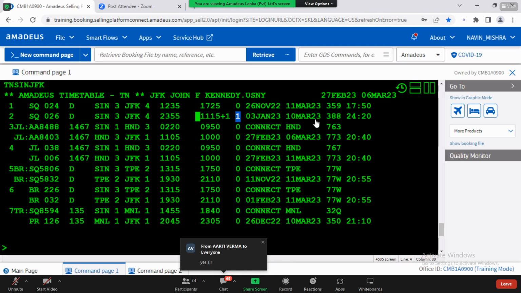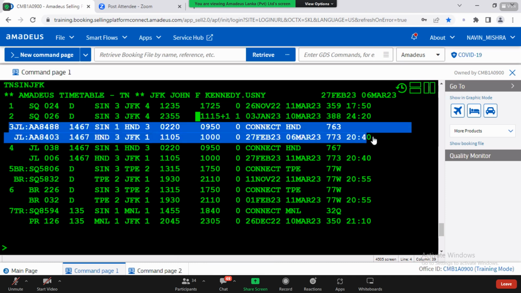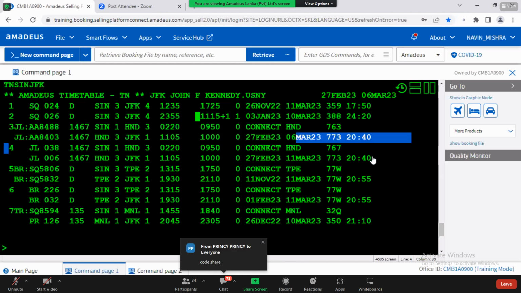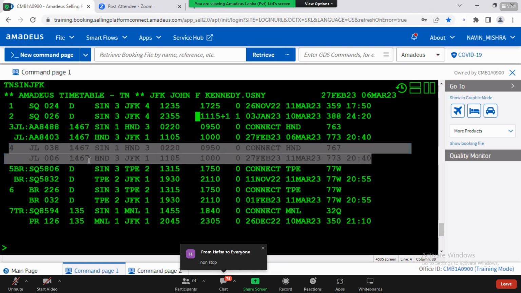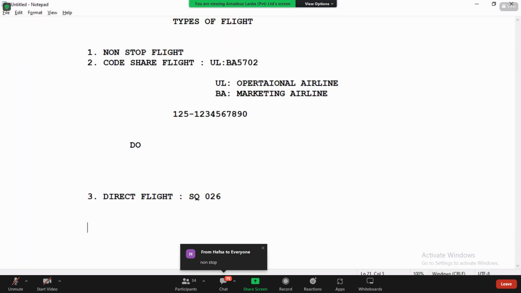Now, tell me, here, do you see line number 3? Tell me what type of flight this is. This is not line number 3. Look at line number 4. Leave line number 3. Tell me what type of flight this is at line number 4. Right, this type of flight is called a connecting flight.